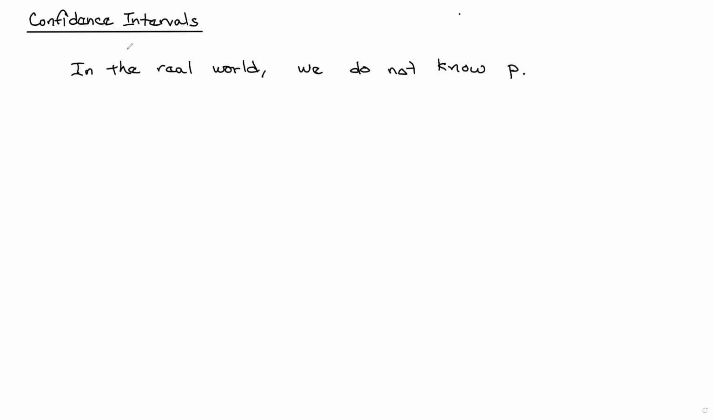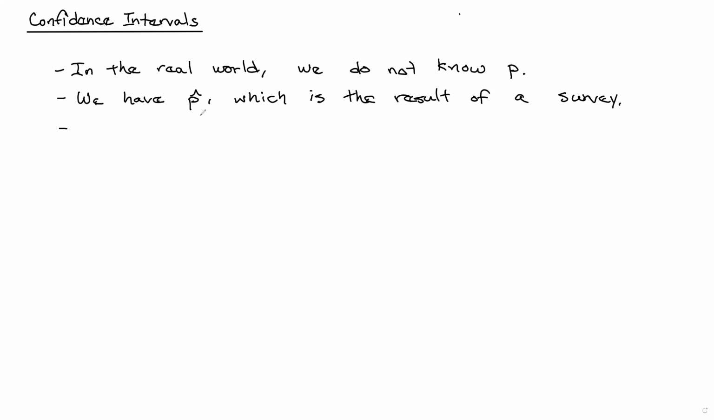Just to refresh your memory, the P stands for the population parameter. What we do have is P hat, which is the survey results. And what we're interested in doing is taking our result for P hat and using that to say something about what P, the population parameter, likely is.